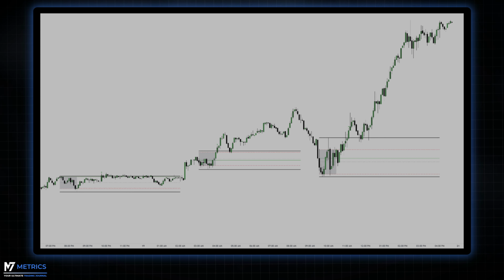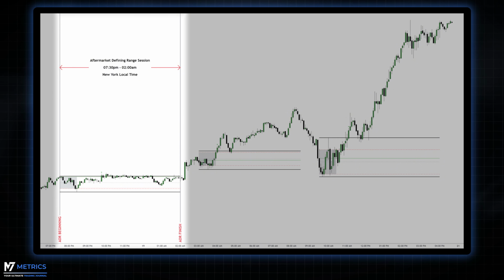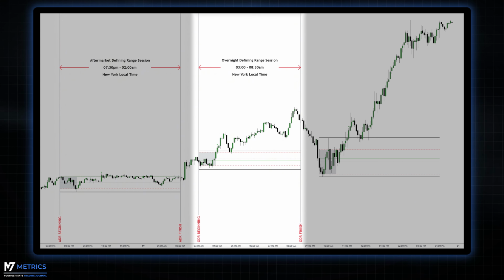If you are familiar with my teachings, you know the significance of dividing your trading day into sessions. The DR-IDR intraday cycle is defined by 3 sessions. The aftermarket defining range session, or short ADR, starts at 7:30 p.m. and finishes at 2 a.m. New York time. The overnight defining range session, or short ODR, starts at 3 a.m. and finishes at 8:30 a.m.